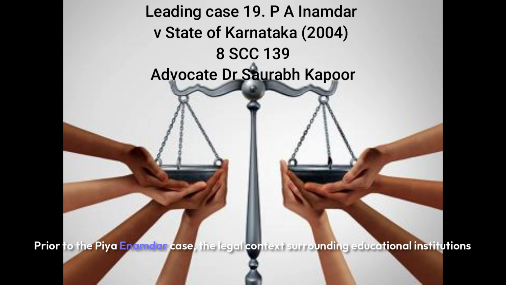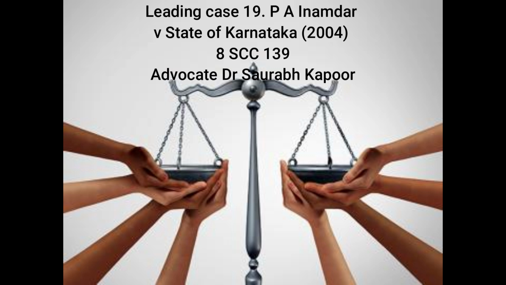Prior to the P A Inamdar case, the legal context surrounding educational institutions in India was complex and ambiguous. The Indian Constitution guarantees the right to education, but it also gives the state the power to regulate education. In practice, this meant that the government had a significant amount of control over educational institutions, including private ones. However, private institutions were resisting government interference, arguing that they had the right to autonomy and self-governance.